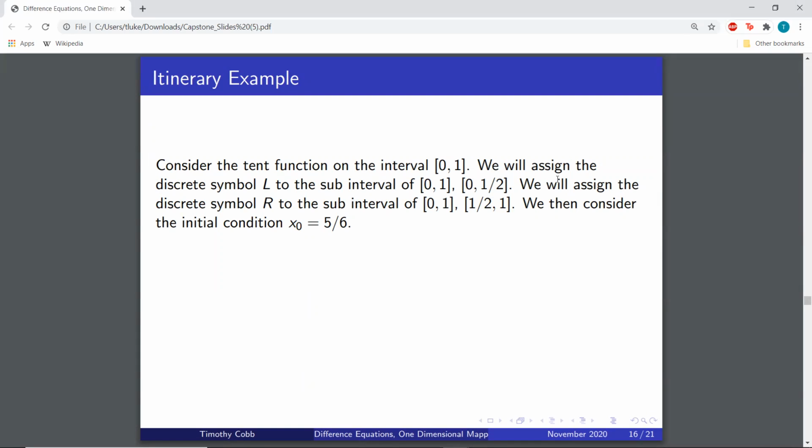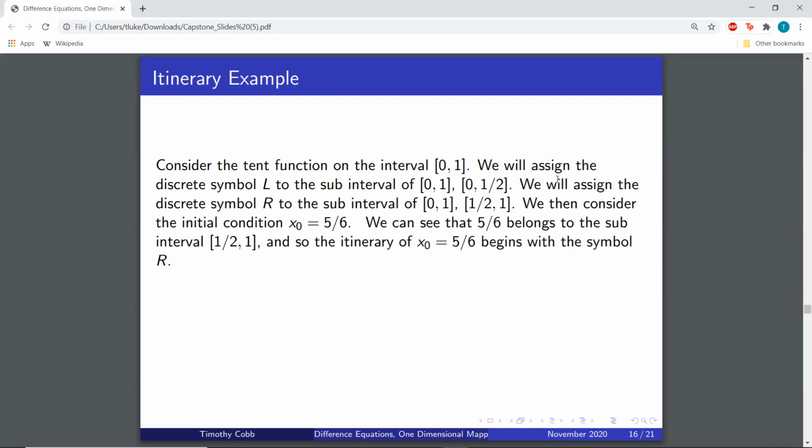So we're going to consider the tent function on the interval 0 to 1, and we'll assign the discrete symbol L to the subinterval [0, 1/2]. We will assign the discrete symbol R to the subinterval [1/2, 1]. We then consider the initial condition x0 equals 5/6. So we can see right off the bat that 5/6 belongs to the subinterval [1/2, 1]. And so the itinerary of x0 equals 5/6 begins with the symbol R.